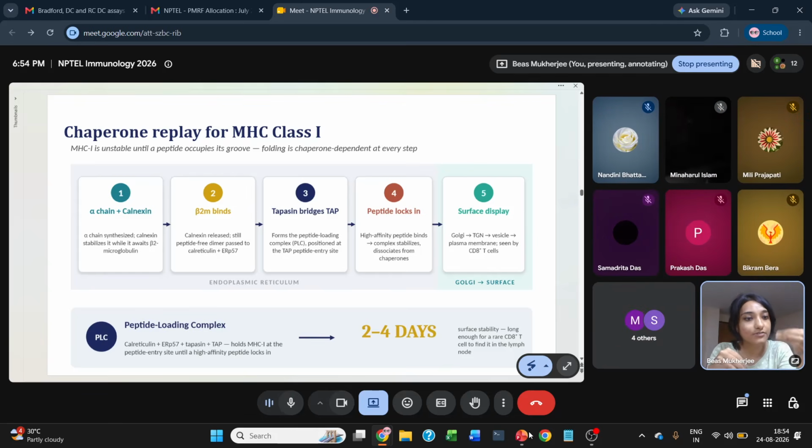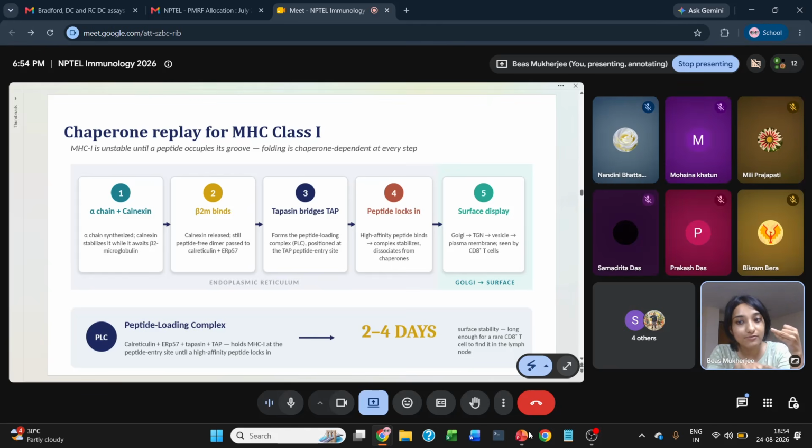Then what happens? Surface display. So it goes from the Golgi through the trans-Golgi network into the vesicle, which is carried to the plasma membrane, and then it is recognized by the CD8 plus T cells. And the peptide loading complex is made up of calreticulin. Remember these details, okay? These are important.